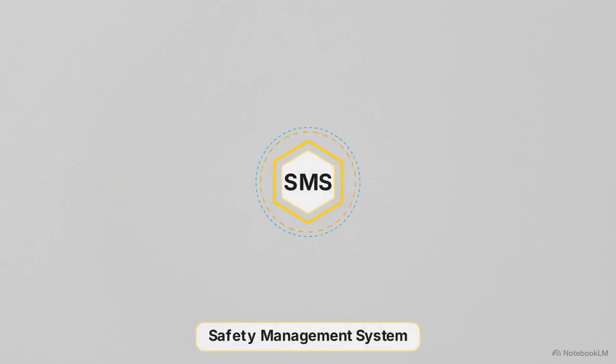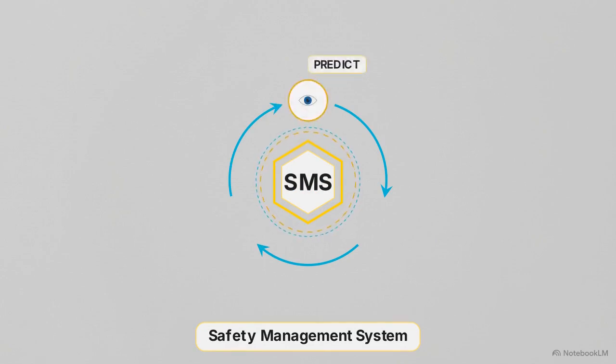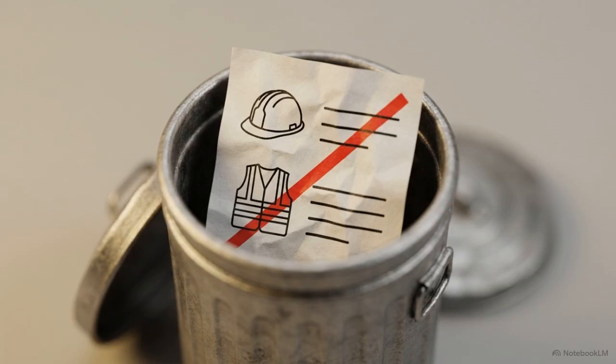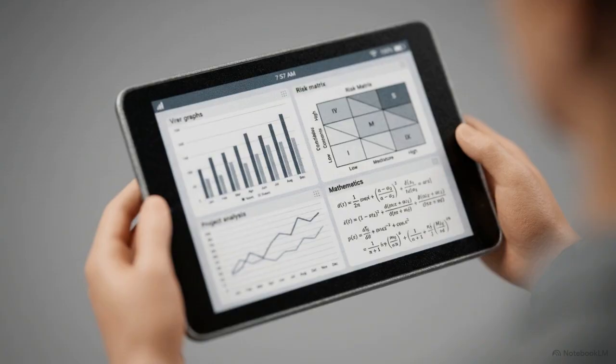The architectural solution is a safety management system, or SMS. It is a comprehensive, closed-loop framework designed to predict, isolate, and control risk before an incident is triggered. Workplace safety requires moving past a checklist of hard hats and harnesses. It requires a mathematically rigorous, auditable operational system.